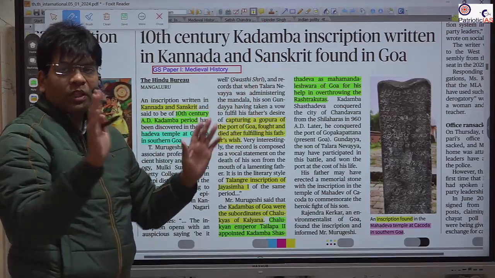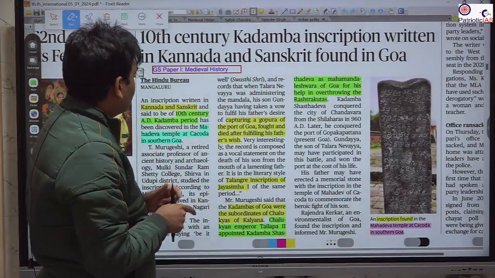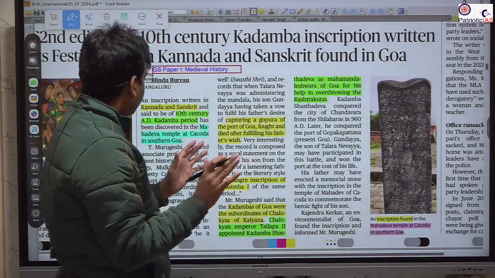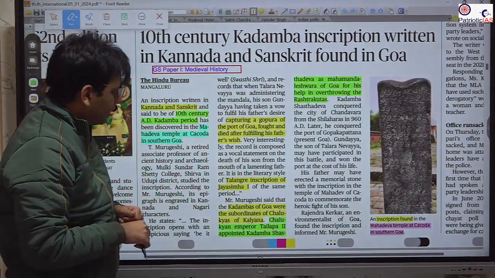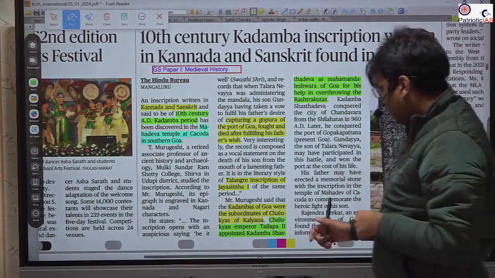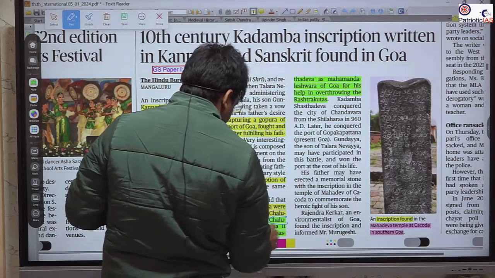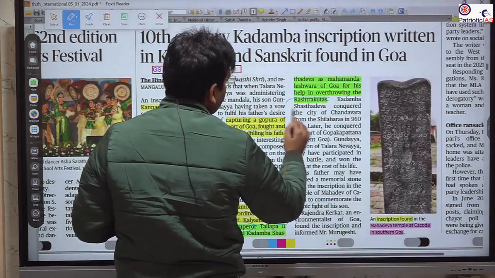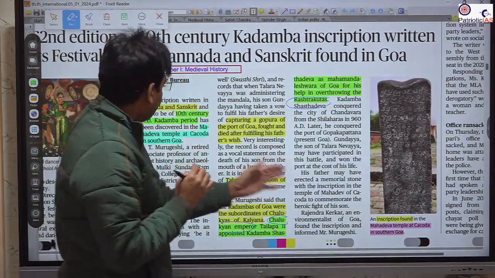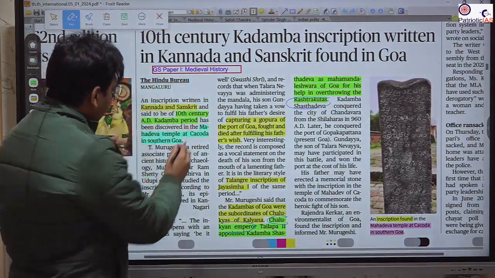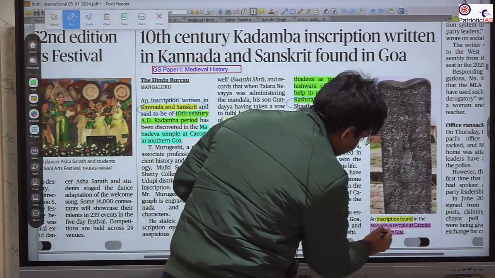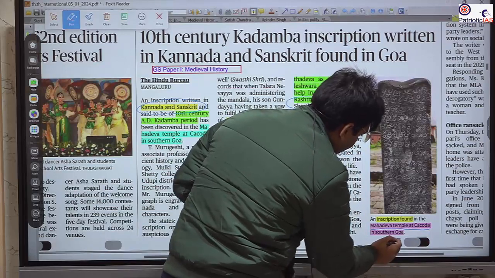This article is very important because it is very much related to history, and it brings information with respect to the Kadamba period, and it also talks about the Chalukya period and Rashtrakuta. We have found an inscription written in Kannada and Sanskrit, and it belongs to the Mahadevi temple at Cacoda, South Goa.